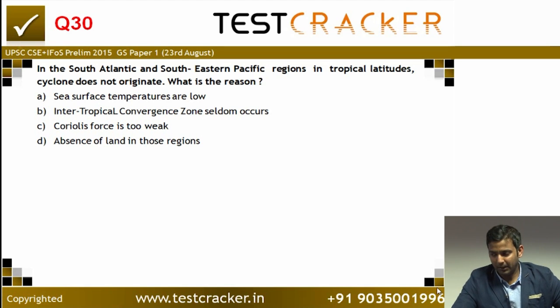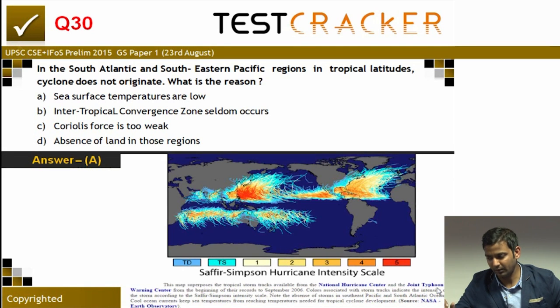Now to answer this, before even you look at the option, you should ask what are the ideal conditions for the development of cyclone. Clearly, if the ideal conditions are not met, cyclones won't happen, right? And the first condition for the formation of cyclone is that the sea temperature should be in a particular range, 26 to 29 degrees Celsius, around that range, only then cyclones will be formed. So if sea surface temperatures are lower than that, cyclones just won't originate there. And this is the answer to the question.